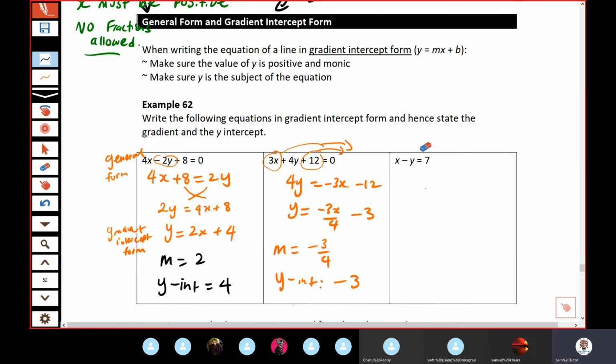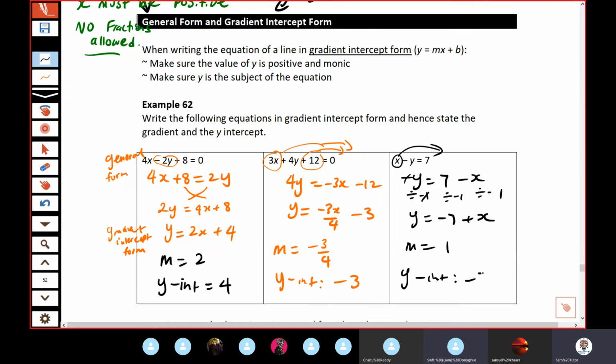What do you want to do now? You just tell me. One more time. So I'll bring the x over to the right side. Okay, fair enough. So minus y equals 7, and then minus the x. And now you've got to divide by minus 1. So divide everything by minus 1. Everything. You guys got to remember that, everything. So that becomes negative 7, and that becomes positive x. So then, what's your gradient and what's your y-intercept? 1 and negative 7. Too easy.